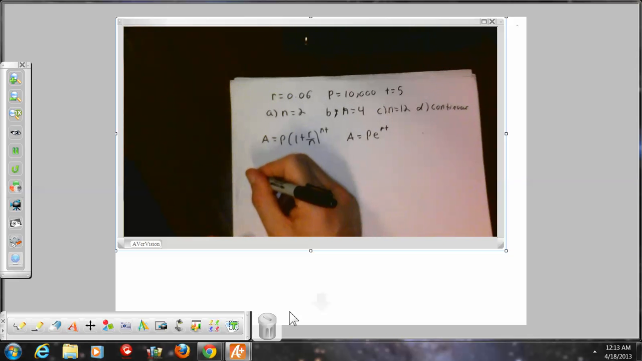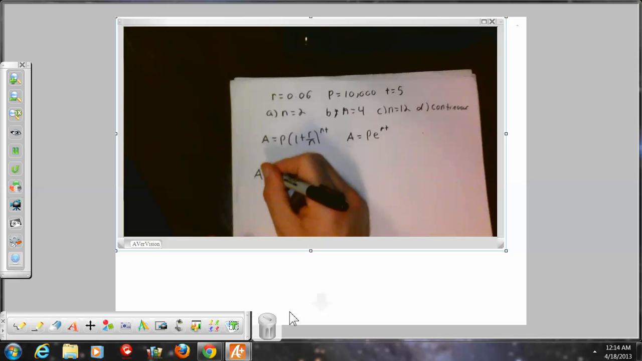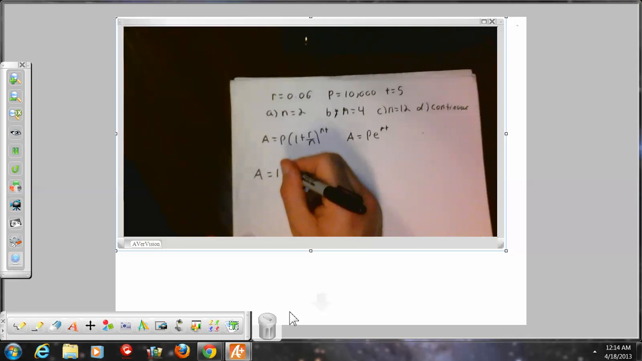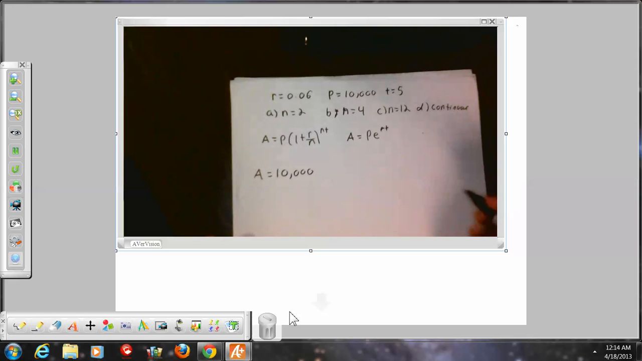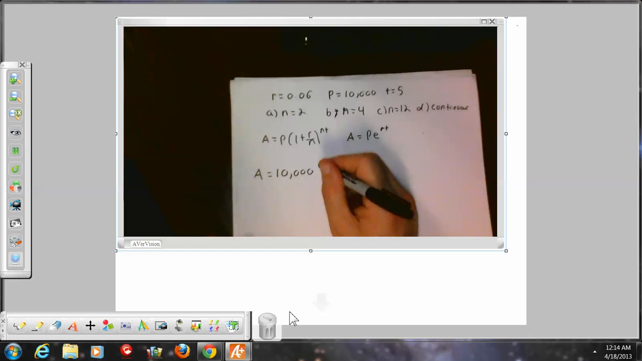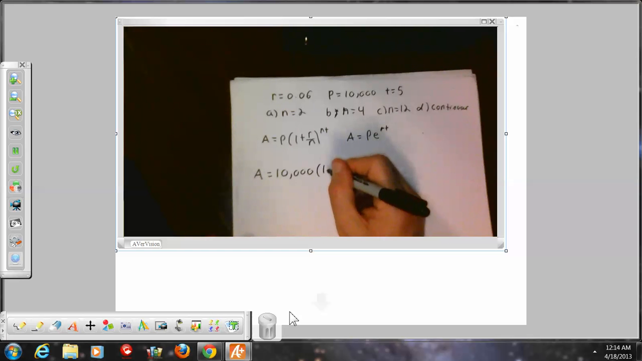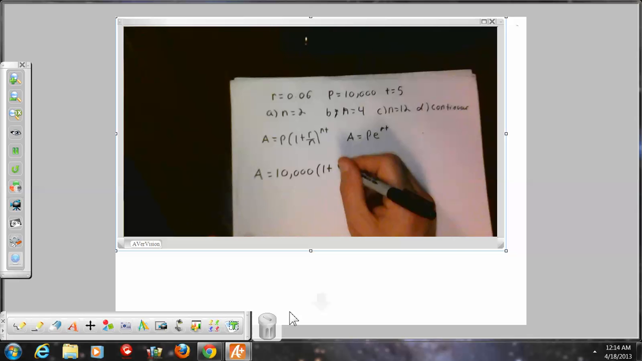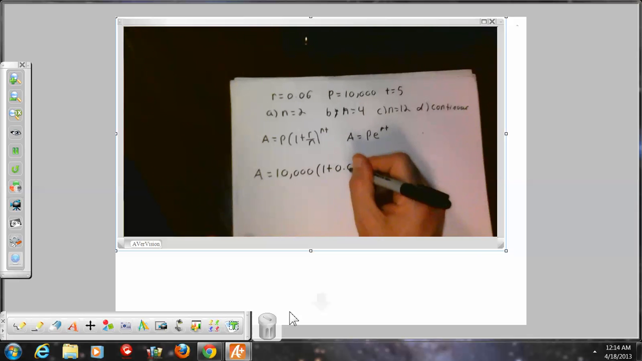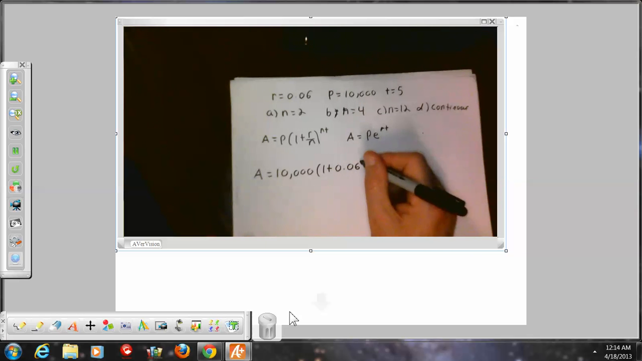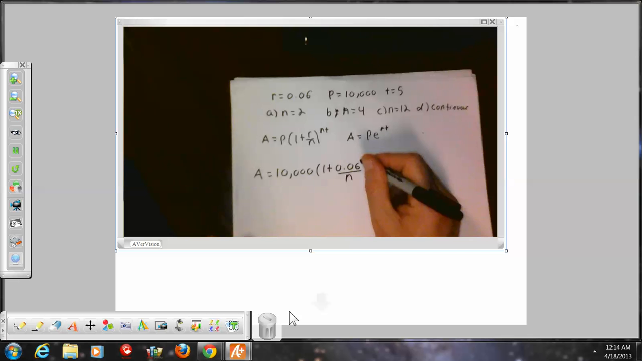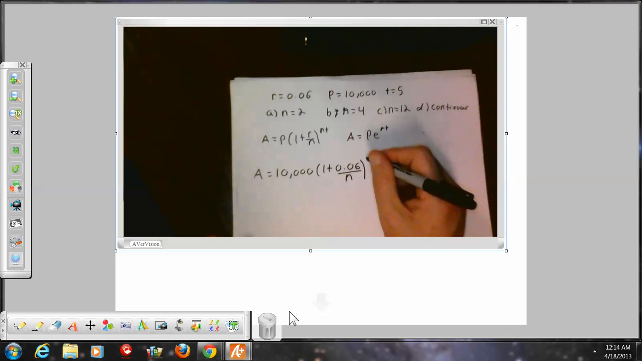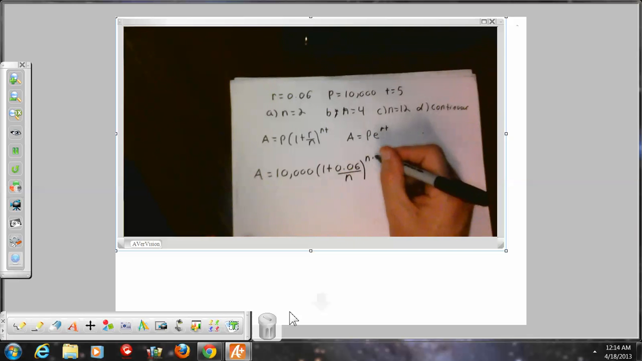So let's just set this up since it's going to be the same for all the problems. A is going to be equal to 10,000. This is for part A. Times 1 plus 0.06 divided by 2, or n if you like, raised to the n times 5.